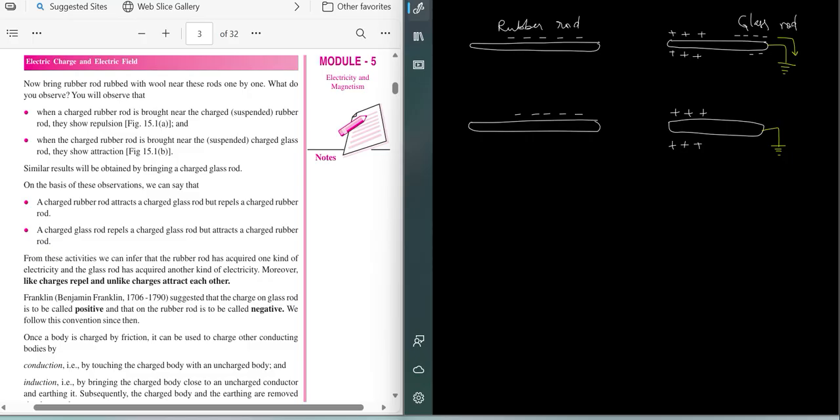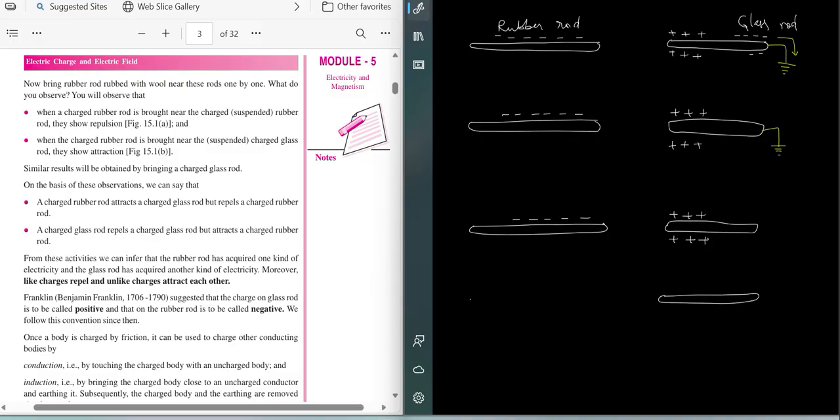Now after this step, we will remove the earth and we will still be placing these rods in this vicinity. Here 6, so here also 6, because there is an equal amount of charge. Now I have removed the earthing, only positive charge in the glass rod remains. And finally, we remove this rubber rod, only this glass rod remains.